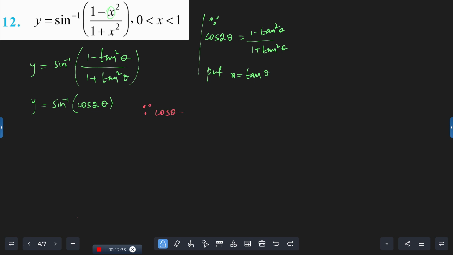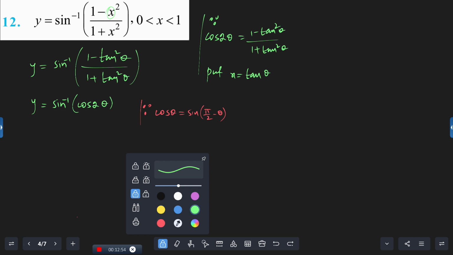Cos theta is equal to how can we write in terms of sin? Sin of 90 minus theta. Am I right? Cos theta is equal to sin of 90 minus theta. In 11th we have studied this, no? So the same formula.